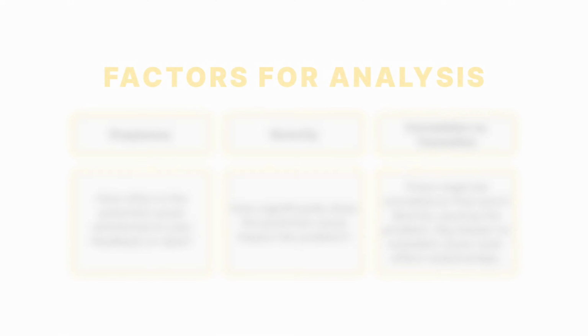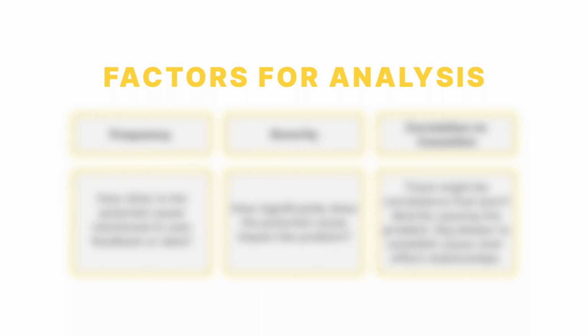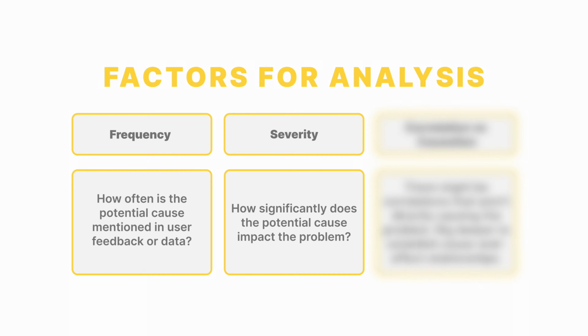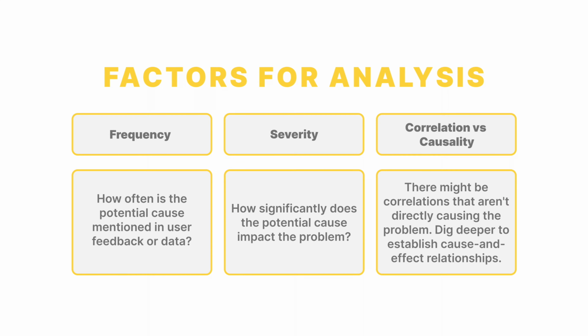You can consider the following factors for analysis. A, frequency. How often is the potential cause mentioned in user feedback or data? B, severity. How significantly does the potential cause impact the problem? And C, correlation versus causality. There might be correlations that aren't directly causing the problem. Dig deeper to establish cause and effect relationships.